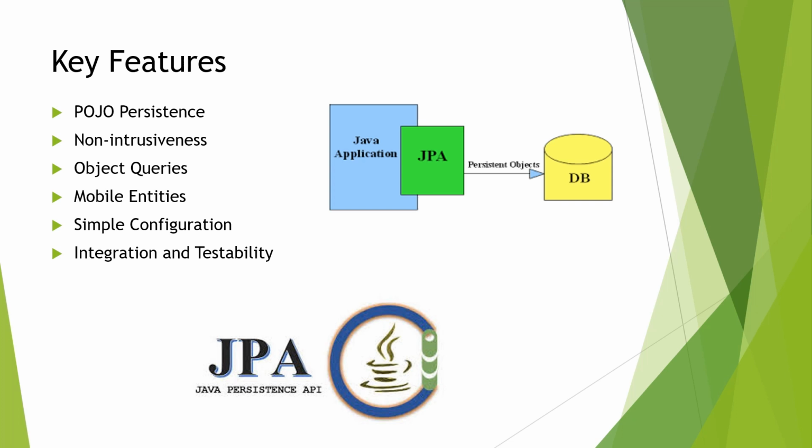simple configuration, which means all the features are configurable through the use of annotations or XML or a combination of both. And the last one is integration and testability. Integration and testability are important aspects of any software development project, including projects that use JPA for persistence.